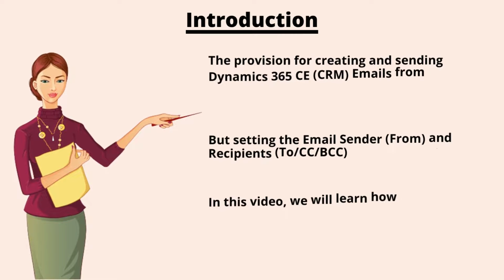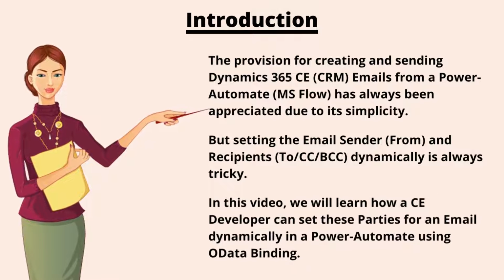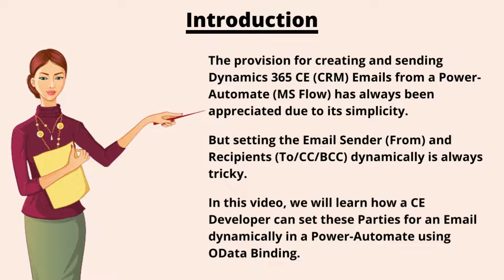Now, let's start with the introduction. The provision for creating and sending Dynamics 365 CE, meaning CRM, emails from a Power Automate MS flow has always been appreciated due to its simplicity. But setting the email sender, from, and recipients to CC/BCC dynamically is always tricky. In this video, we will learn how a CE developer can set these parties for an email dynamically in Power Automate using data binding.